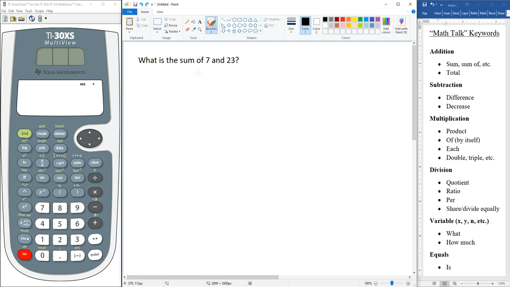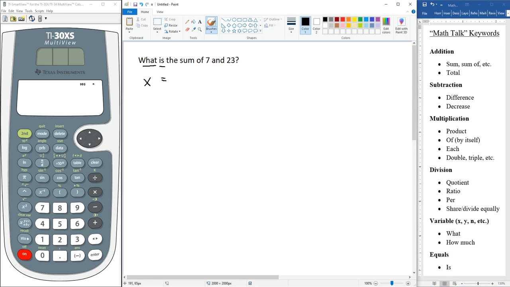Now, let's take a look at our operations for our math talk. Do we know what "what" is? Yes, we do. What means a variable: x, y, or n. We can just pick one. I like x for this problem. So, x. Next, what does "is" mean? Is means equals, so we're going to put an equal sign there.